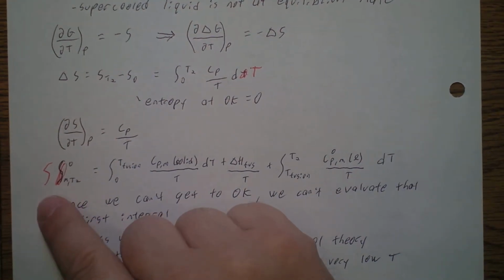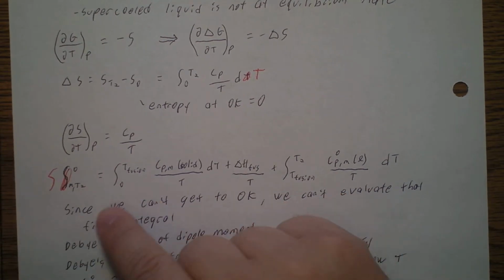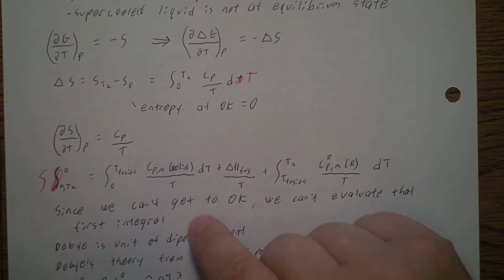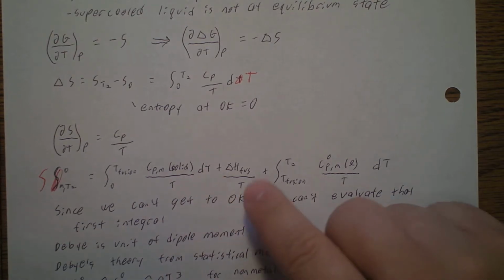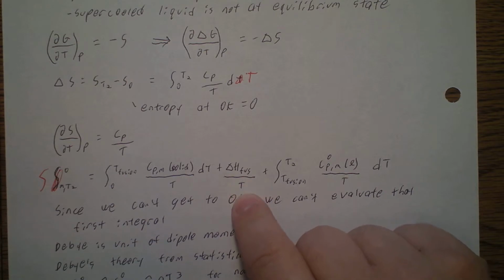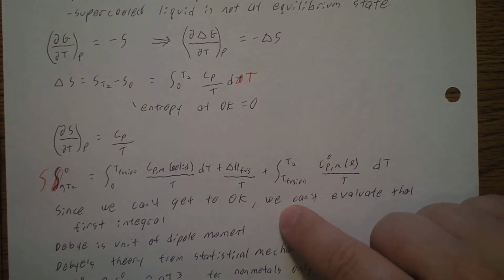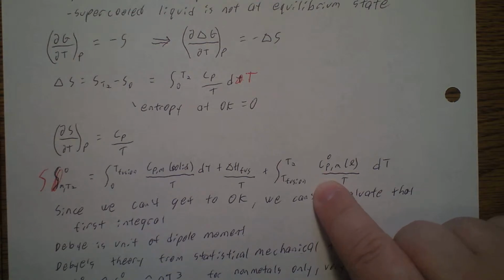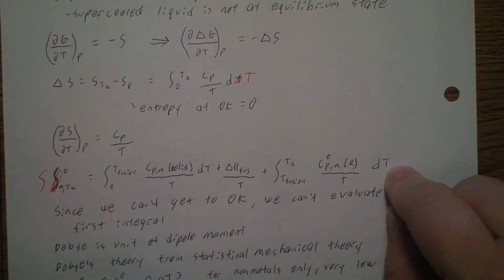Okay, so we have the molar enthalpy at T2 in the standard state. It's going to be the integral from 0 to the temperature of fusion. Remember, fusion means melting, not nuclear fusion. The molar heat capacity of the solid over temperature with respect to temperature, plus the change in enthalpy of fusion, or the heat of fusion divided by temperature, plus the integral from the temperature of fusion to T2. And that's going to be the molar heat capacity in the standard state of the liquid form divided by temperature with respect to temperature.